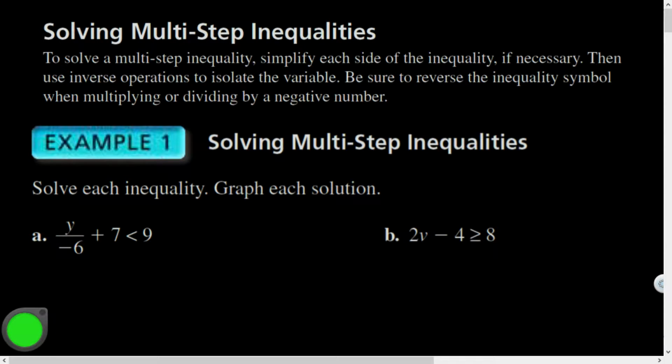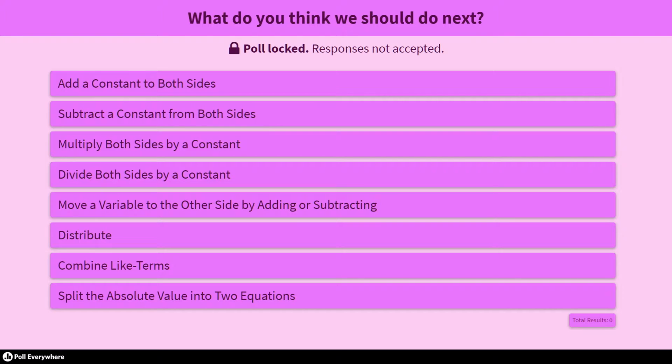Mr. Waddy here, and we are combining some of our previous skills together to form the ability to solve more difficult problems. So it's going to be great. And we are going to be voting live at Poll Everywhere, and my poll is locked right now. So as we're doing this, make sure we are writing along.